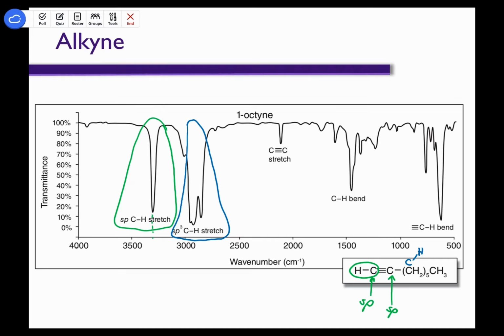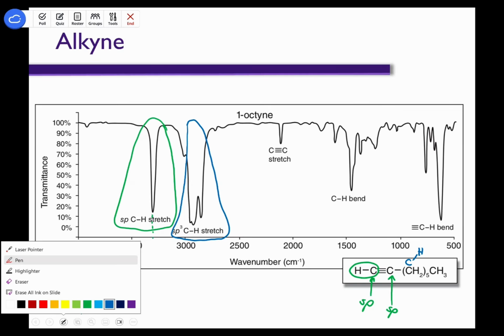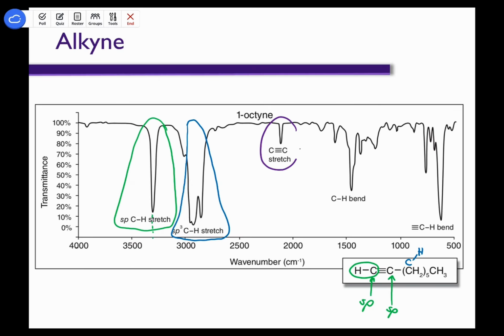If we have an alkynyl group with that triple bond, we've already identified the most diagnostic peak, the sp carbon hydrogen. We can also identify the carbon-carbon stretching of that triple bond, and we're expecting it to absorb around 2,200 wave numbers. Sometimes it's intense, sometimes it's not very much, it's variable. Here we can see it's not too intense, but it's still identifiable. So we have our carbon-carbon triple bond stretch.